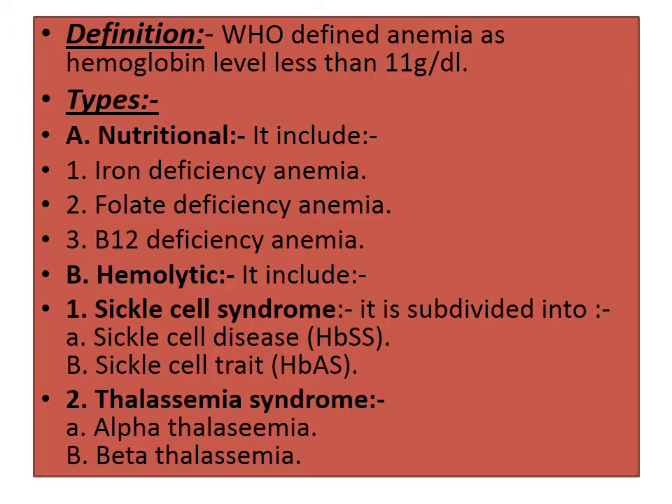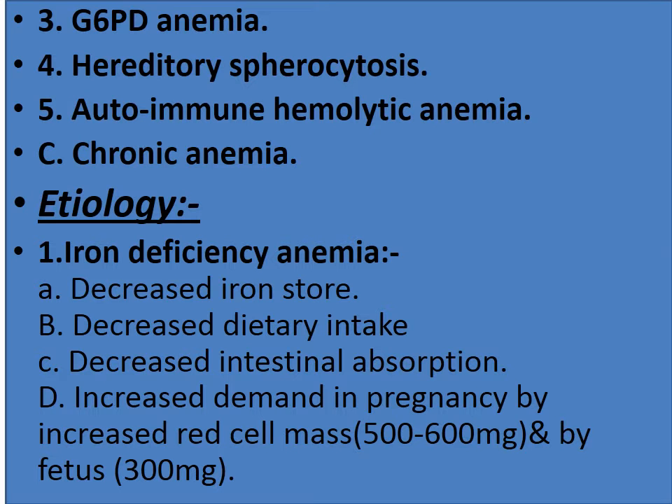Thalassemia syndrome is subdivided into alpha thalassemia and beta thalassemia. G6PD anemia, hereditary spherocytosis, and autoimmune hemolytic anemia. The third type of anemia is a chronic type of anemia.